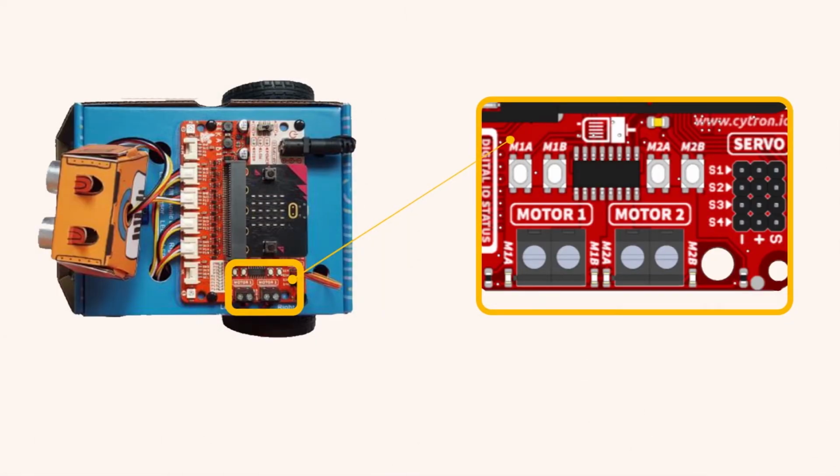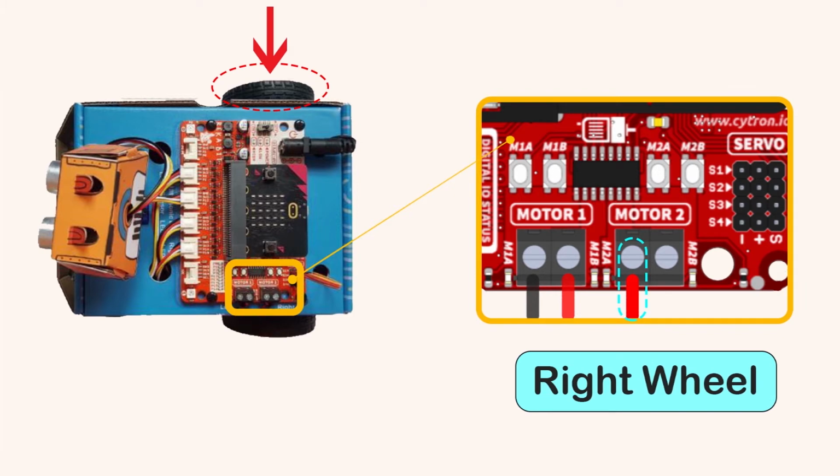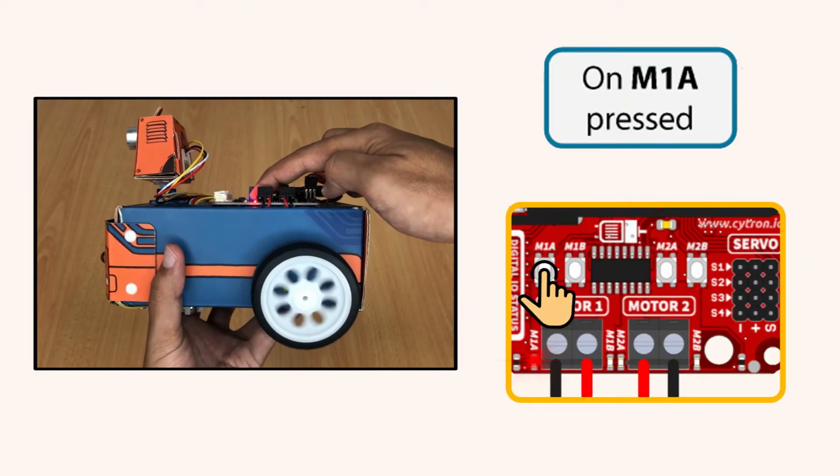Before we start programming ZOOMBIT to move, let's check to make sure that we have wired up the ZOOMBIT correctly. Make sure to connect the wires of the DC motor this way. For motor 1, the black wire will be connected to M1A and the red wire will be connected to M1B. For the second motor, the red wire will be connected to M2A and the black wire will be connected to M2B.